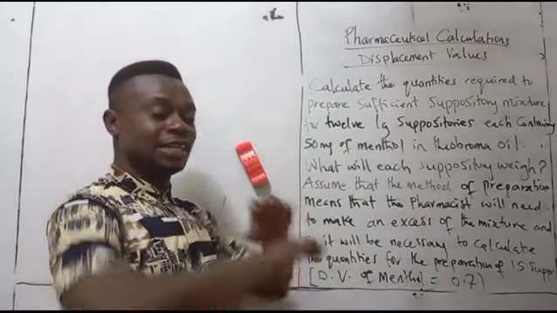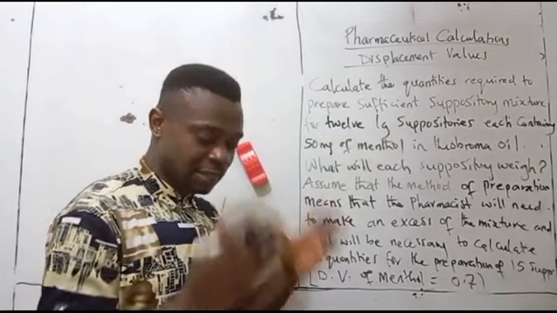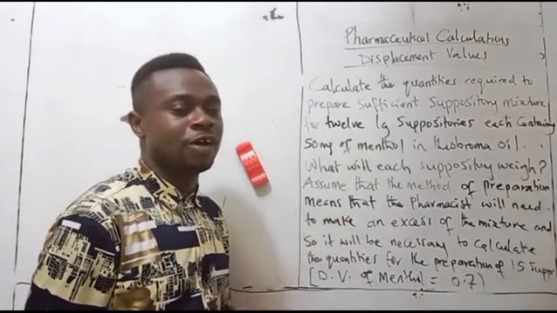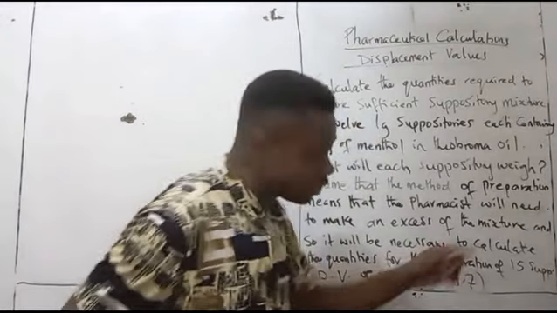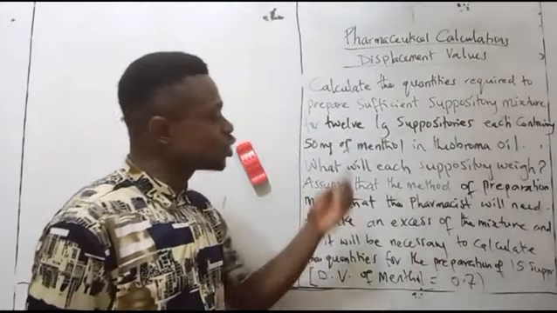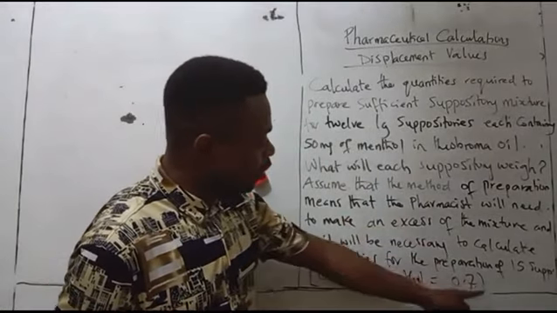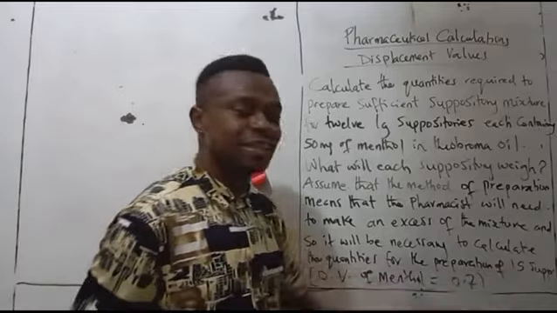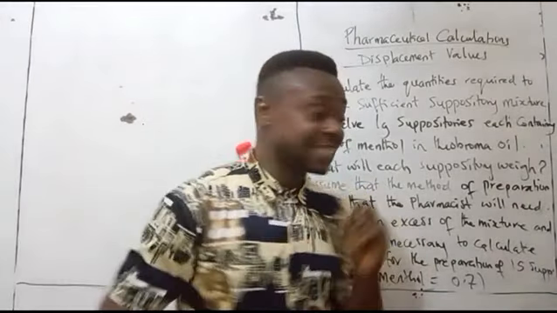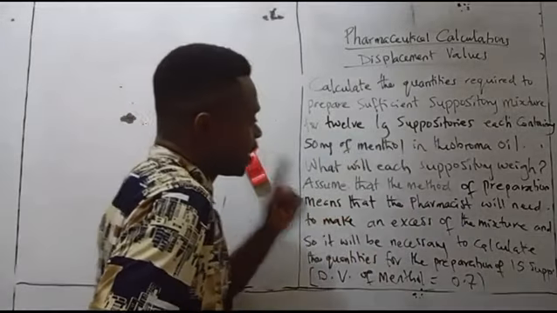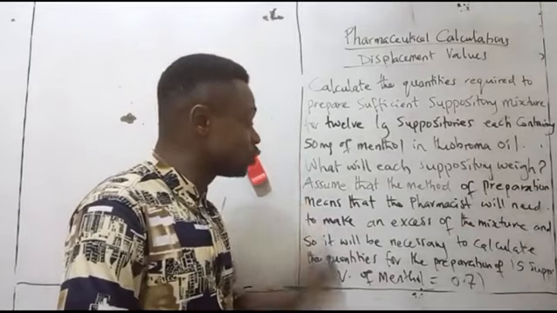And remember, we assume before starting the work that the entire mold is filled with theobroma oil. So we have 1 gram of theobroma oil times 15, which is 15 gram. We subtract the amount of theobroma oil displaced by menthol from this 15 gram, and that will give us the amount of theobroma oil needed in this preparation. But we are asked to find the weight for 1 suppository.